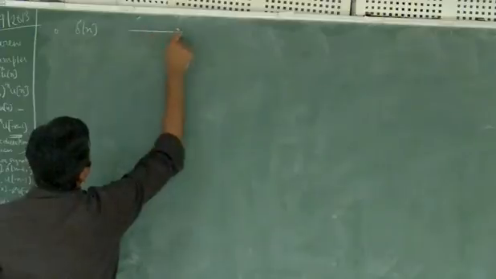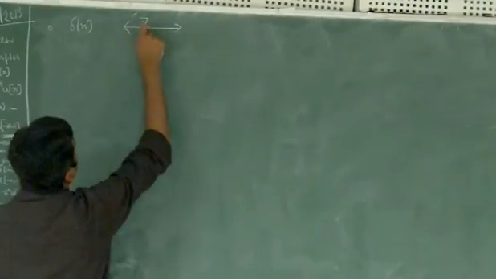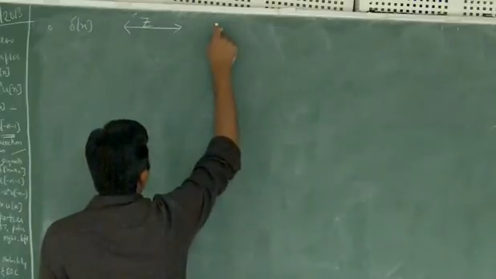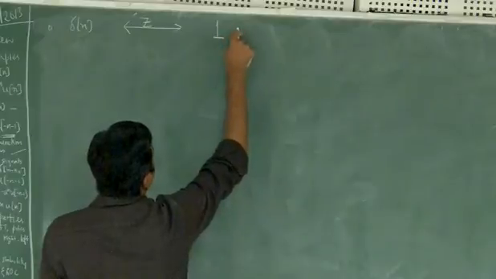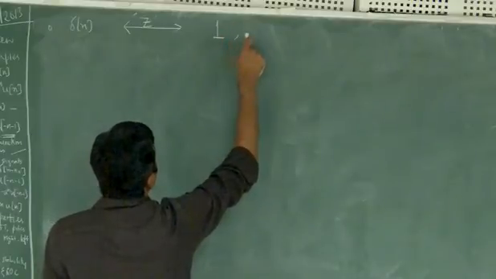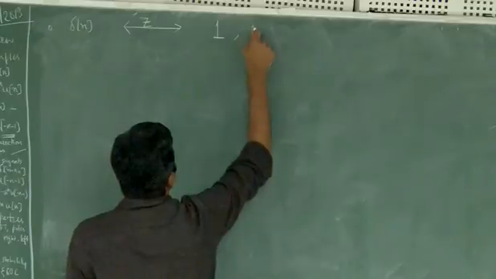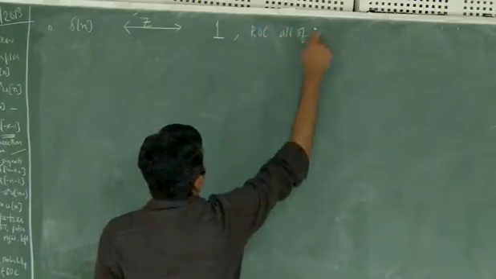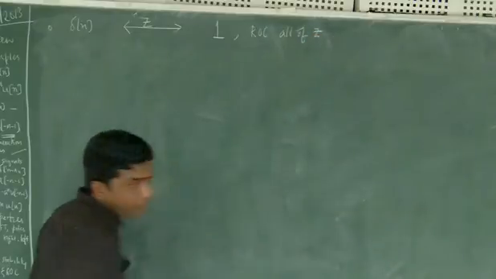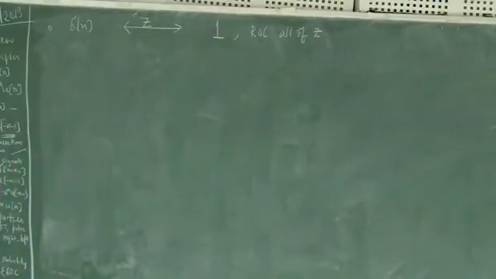If we follow the same notation, what would be the Z transform of the delta function? 1. But are we done? So what should we specify? So the ROC is what? It is the whole of Z, right? The Z transform of that exists everywhere, correct?